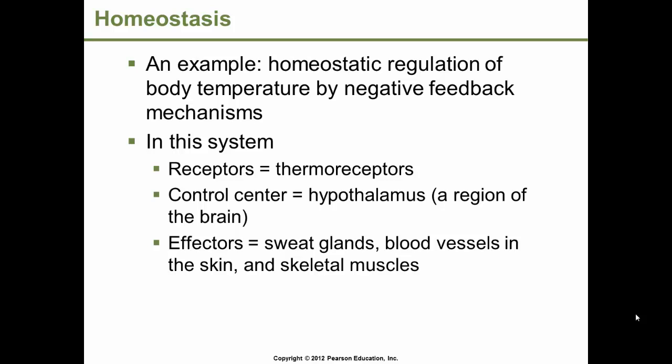So this gives an example of homeostatic regulation of body temperature by negative feedback. In this system, the receptor will be a thermoreceptor, and thermoreceptors sense temperature change. The control center is going to be the hypothalamus, which is just a region, a structure within the brain. And the effectors are going to be the sweat glands, the blood vessels in the skin, and skeletal muscles.